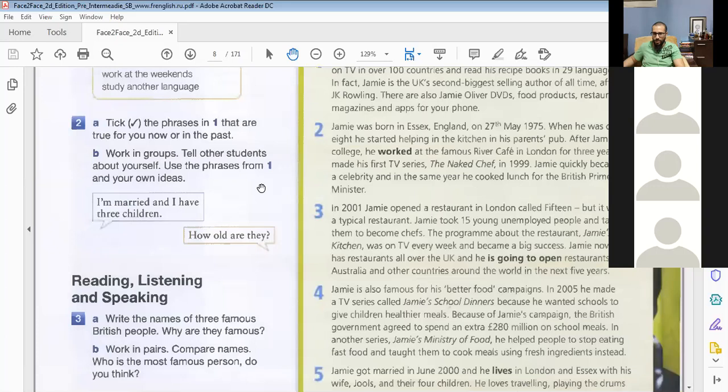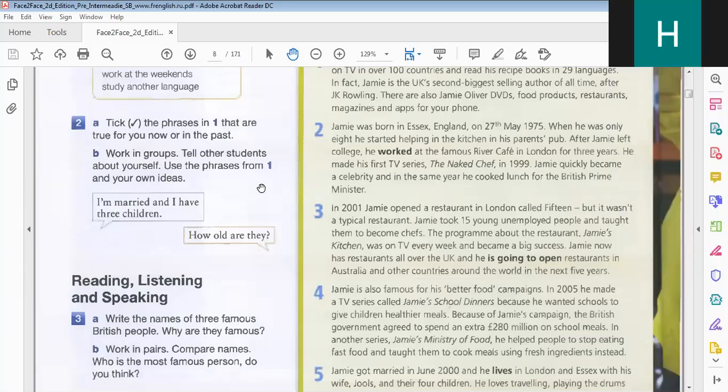Any other information which is surprising? What do you think, Rabia? Anything surprising for you about Jamie Oliver? Nothing? Nothing surprising about him? There's something else surprising to me. Okay, what else?